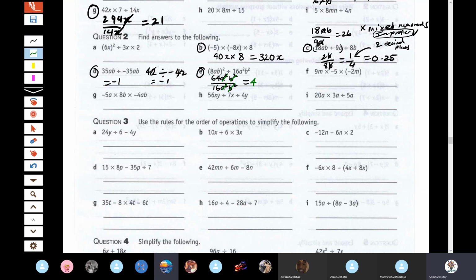Sam, yes. Just to confirm, because it says AAB and has a square outside the bracket, does that mean everything has to be squared? Yeah, that's correct. Everything on the inside is squared because it's got the whole bracket squared. That's exactly right.